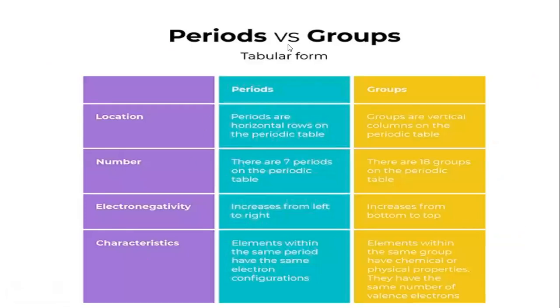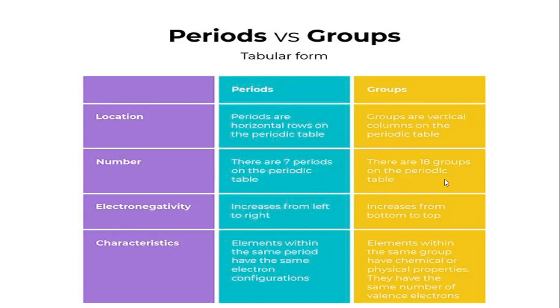Next is periods versus groups in the periodic table, in tabular form. The difference between periods and groups is differentiated on different levels. For example, on the basis of location, periods are defined as horizontal rows in the periodic table, whereas groups are the vertical columns of the periodic table. In numbers, there are 7 periods on the periodic table. However, there are 18 groups, because you have 7 rows in the periodic table, which define the periods of that table, whereas groups are 18 columns.